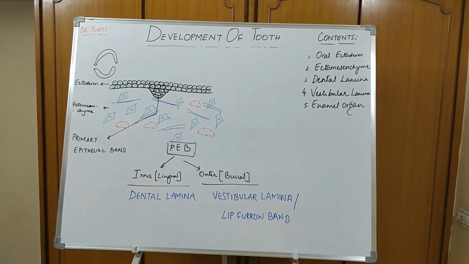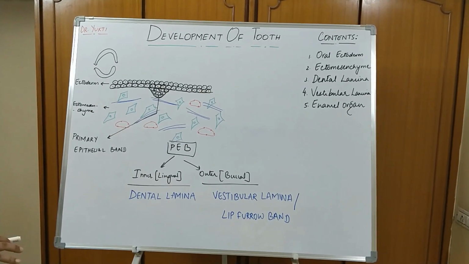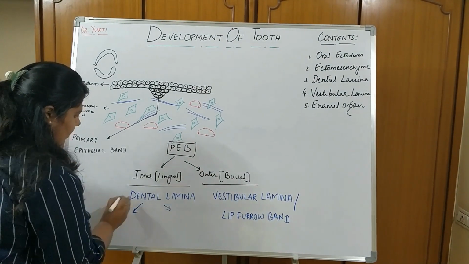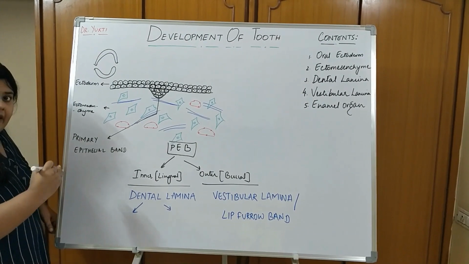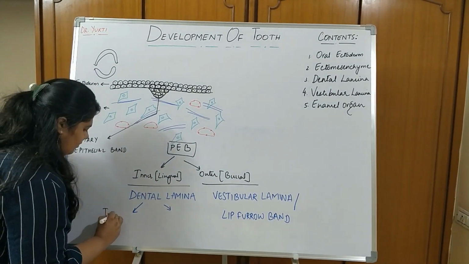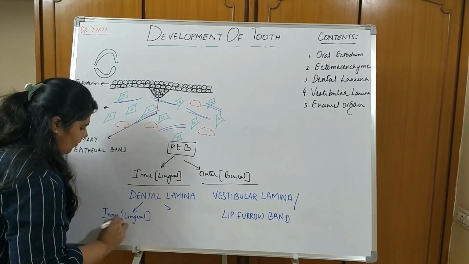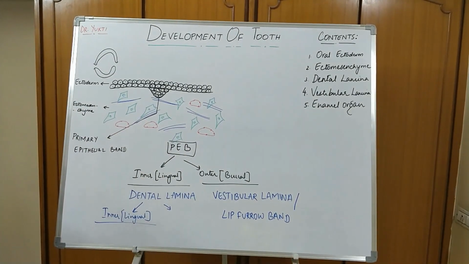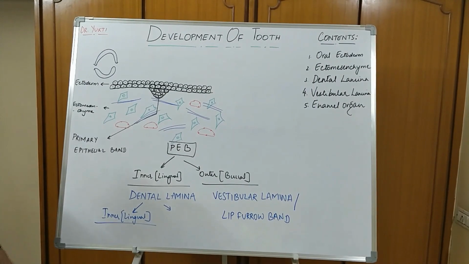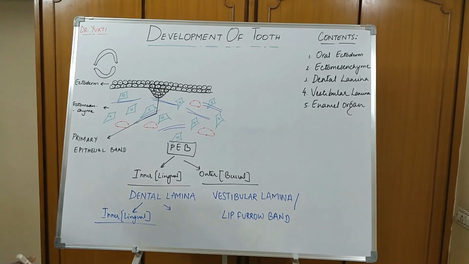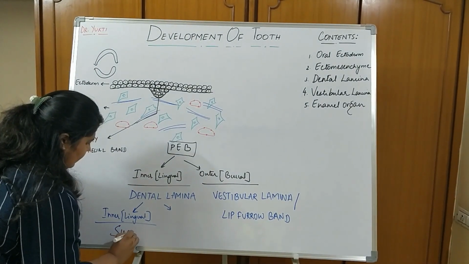But the permanent teeth also come from the dental lamina only, but not the proper dental lamina. This again gives extension. Okay, the dental lamina again gives an inner or a lingual extension from where the successors of the primary teeth arise. Okay, so because this extension is giving rise to the successors of primary teeth, the name is successional lamina.